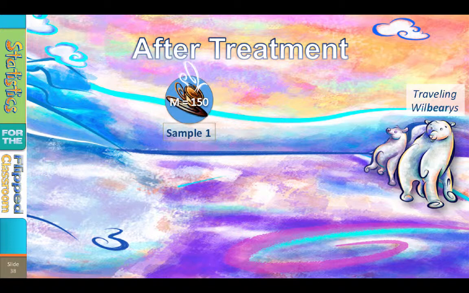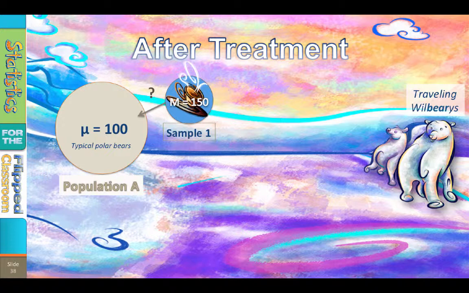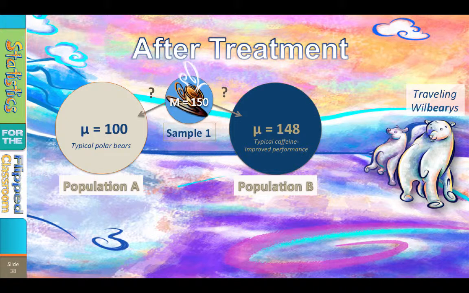Here are my options for explaining the traveling bears. First, the sample mean for the experimental group, 150, could still represent the population mean of 100, but with a lot of random error. Second, the sample mean for the experimental group, 150, could represent a different population mean. It could represent the population mean we would expect with 48% caffeine-improved performance. That population mean of 148, 48% more than 100, with 2 points of random error.